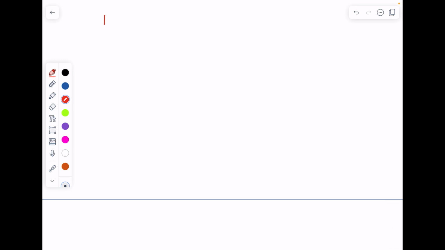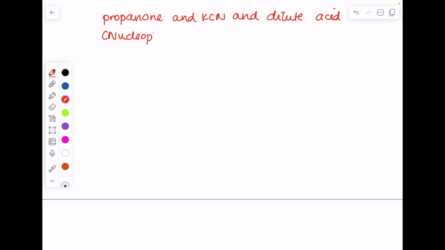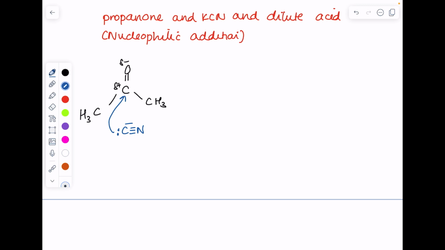Let's now take propanone and KCN and dilute acid. Again, that mechanism is going to be nucleophilic addition. Here's our cyanide ion, which attacks that slightly positive carbon, breaking that double bond. Exactly the same as before.